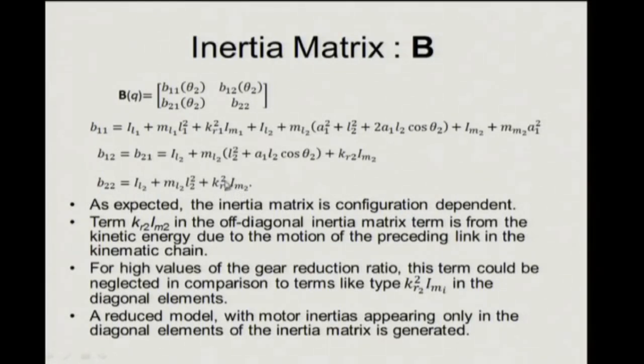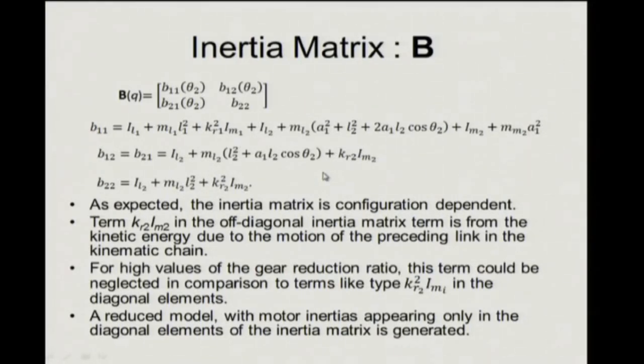So, when you have such a large ratio, this term Kr2 square Im2 is significantly larger than Kr2 Im2, and since both of them, B12 and B22, will finally get multiplied by theta 2 dot or theta 2 double dot, this term will have a significantly larger contribution than this term. So, what is often done when you are formulating dynamics is you simply drop this term; you say this is 50 times lower, I will not be able to feel the effect of it. So, in this process you start simplifying your dynamics.